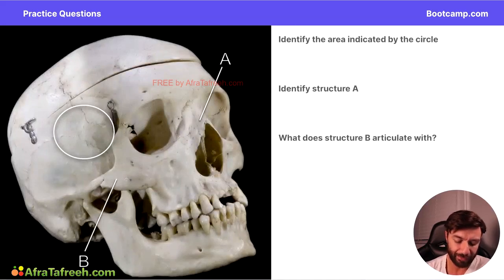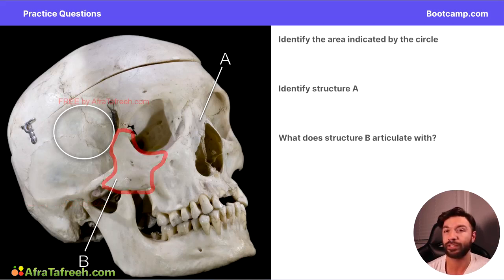So identify the area indicated by the circle. That's this region right here. Identify structure A, which is this bone right here. And then what does structure B articulate with? So what bone is this and what does it articulate with?